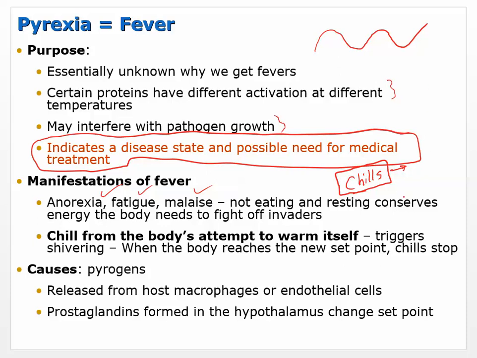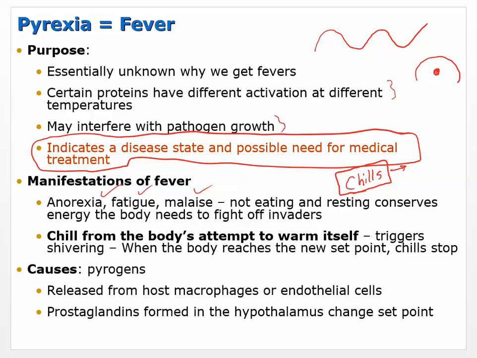So that's why someone who is developing a fever has chills, because their body, their hypothalamus in their brain, has changed the set point. It's saying, oh, nope, we're not going to be at 98.6 or 37 degrees anymore. Now we're going to increase the temperature. We want it to be 38, 39 degrees now.